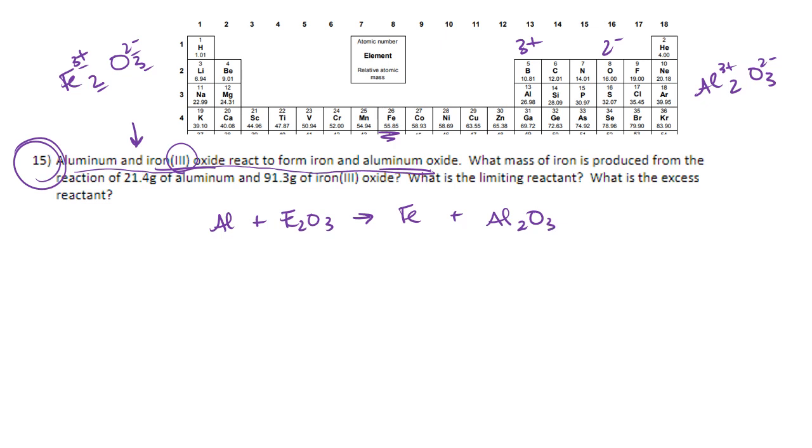Let's balance this equation. I have 2 irons, I need 2 irons. I have 2 aluminums, I need 2 aluminums. We have 3 oxygens on both sides. Balanced equation accomplished. Next up, let's think about the rest of the words.